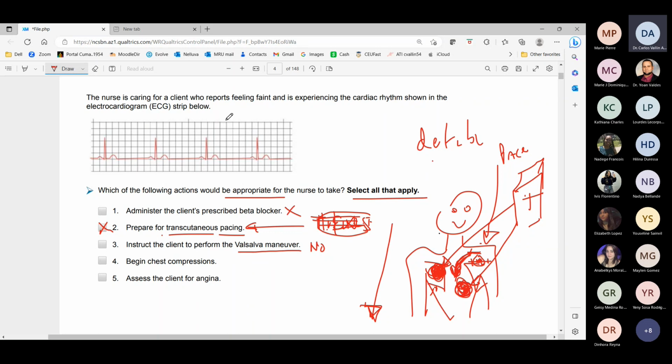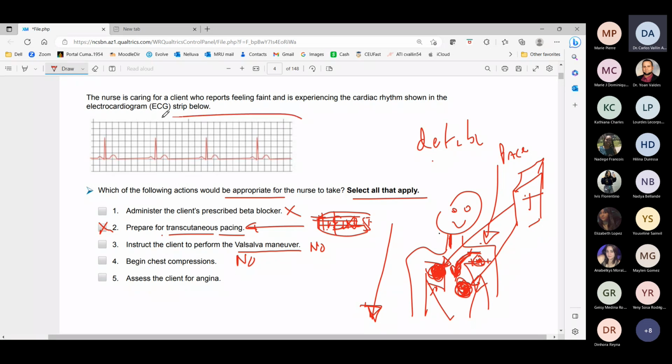Begin chest compression. Does this client need chest compression? No, no. Chest compression is for zero pulse, no pulse at all. In bradycardia, we don't initiate chest compression. If there is a cardiac arrest, the client has a zero pulse, we initiate chest compression.